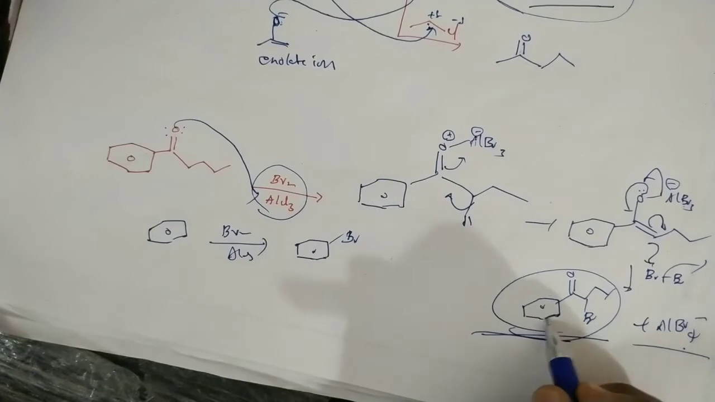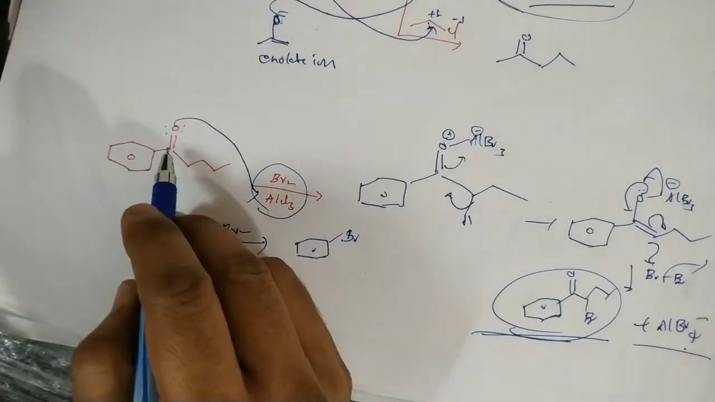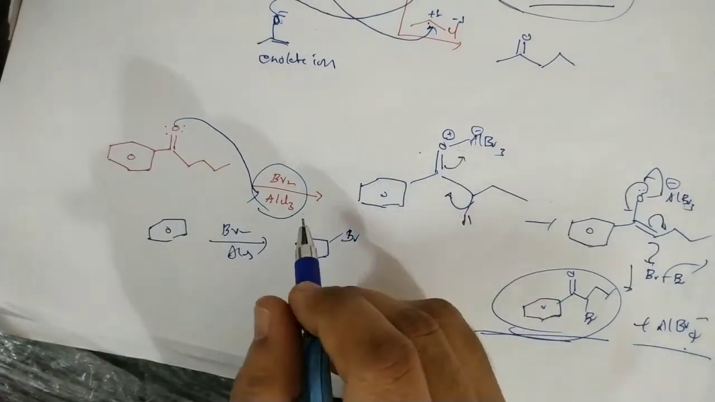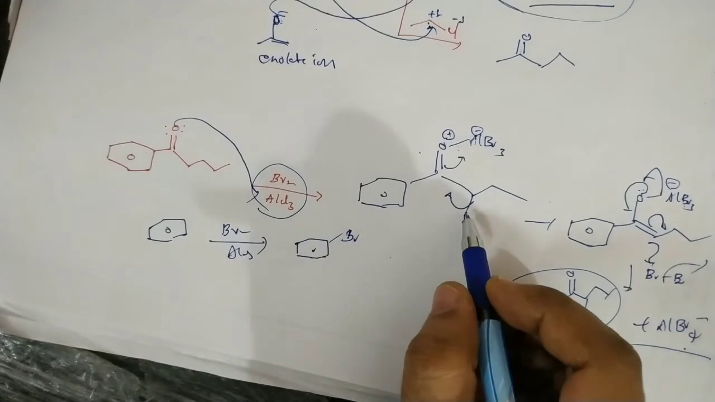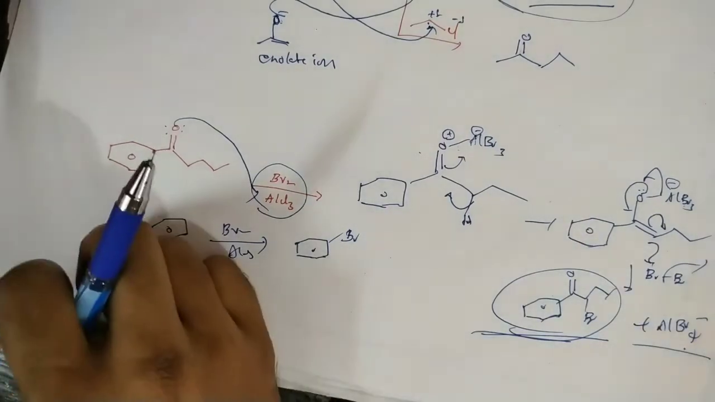Okay, so substitution does not take place on the benzene ring, because of the Lewis acid at the carbonyl group. Because of this Lewis acid-base complex formation, these hydrogens are easily enolizable. So through the successive reactions, we get the alpha halogenated product.